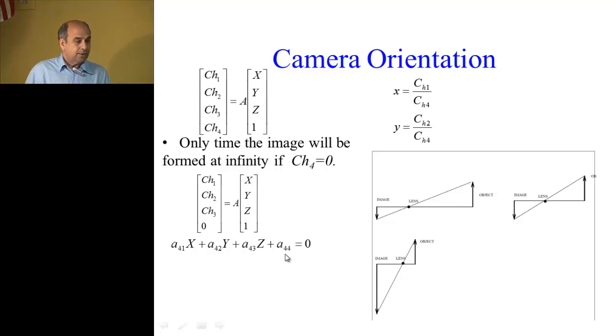Okay? So now when you look at it, this is the equation of a plane. And this is the normal of the plane, A41, A42, A43, A44. So actually you don't have to do anything. You just look at the fourth row and that gives you the orientation, the normal to the plane where the camera is located, which is very interesting. Okay, any other question?